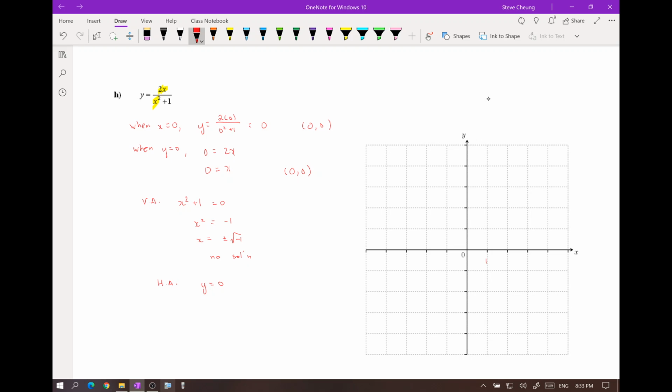So this time I could just do 1, 2, 3, 4 on my scale. Okay, I'm not going to label everything. I'm just going to label these ones here. So we have this intercept, and then we have no vertical asymptote. We have a horizontal asymptote at y equals 0, just to make it more obvious. So how in the world are we going to draw this graph here? It's kind of weird, right?